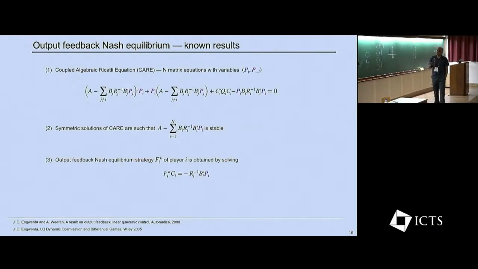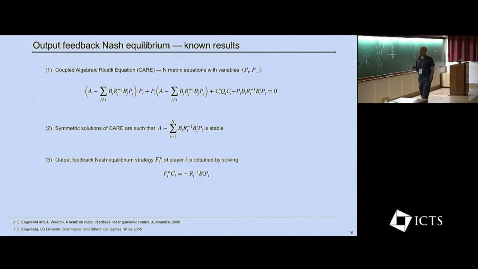The existing results in the literature say that I can compute this output feedback Nash equilibrium in three steps. The first is to solve a certain matrix equation called the coupled algebraic Riccati equation. Here I have one equation for each player, where Pi is a symmetric matrix. I require that the solution of this coupled algebraic Riccati equation is stabilizing. Why do we need this stability? Because notice that these costs are defined over an infinite horizon, and I want to keep the cost finite. So the stability condition is essential to keep that cost finite.